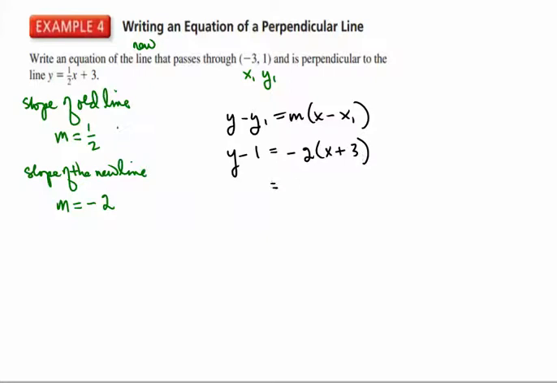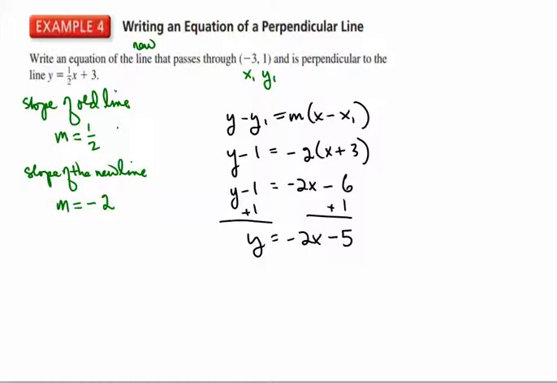And now we're simply going to multiply everything out. We get -2x minus 6 on the right, and y minus 1 on the left. Add 1 to both sides. Y is equal to -2x minus 5. And that's all we want to do here. We want the equation of a new line that passes through the point -3, 1, and it's perpendicular to the line y equals 1/2 x plus 3.